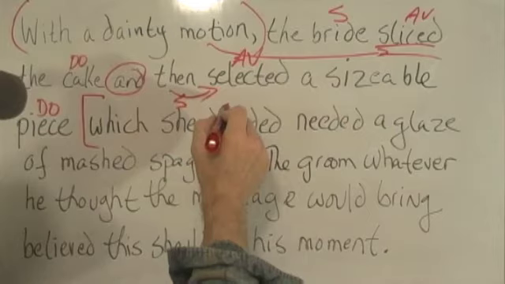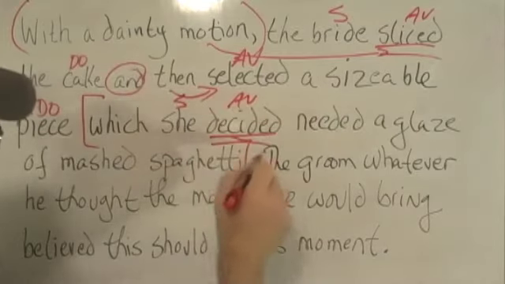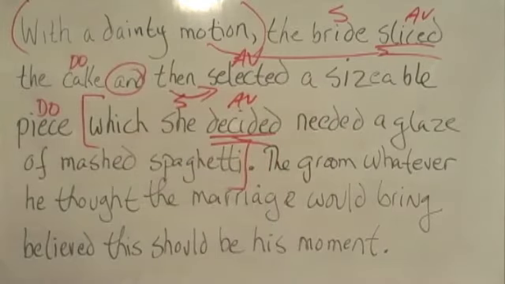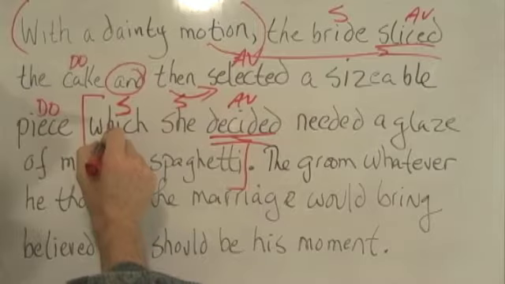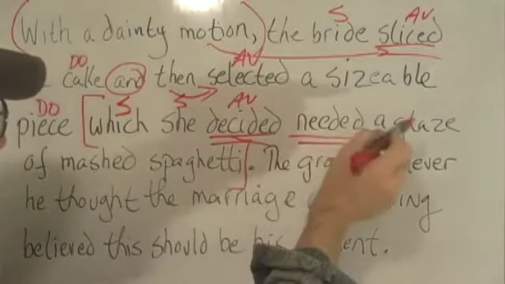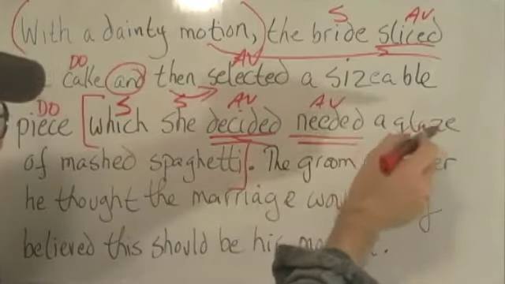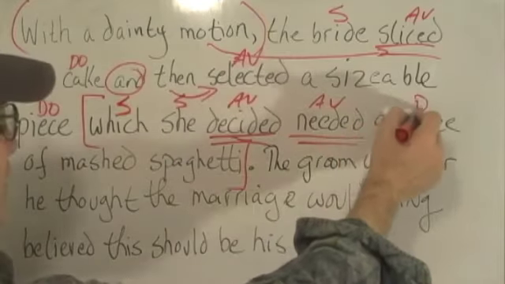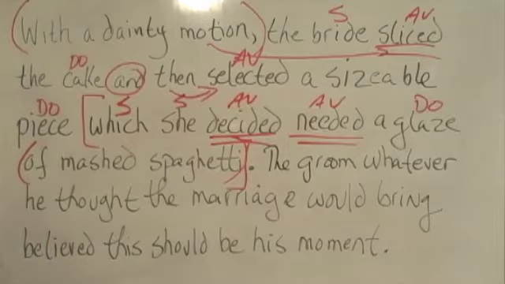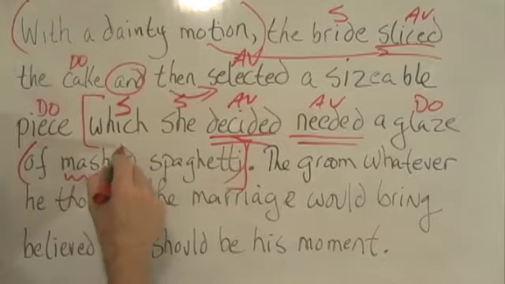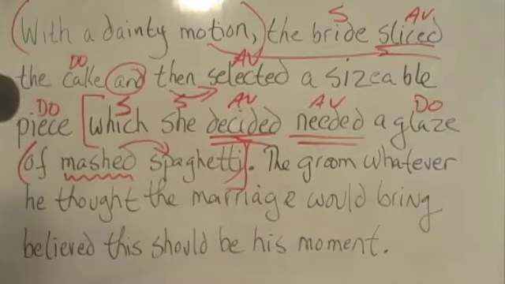She decided, she action verb, and then she decided what, which needed a glaze of mashed spaghetti, is how this is going to function. This is the subject which of this verb needed, action verb, it needed a glaze, direct object, and then we've got this adjectival prepositional phrase modifying glaze, and we've got this nice little participle acting as an adjective within this.